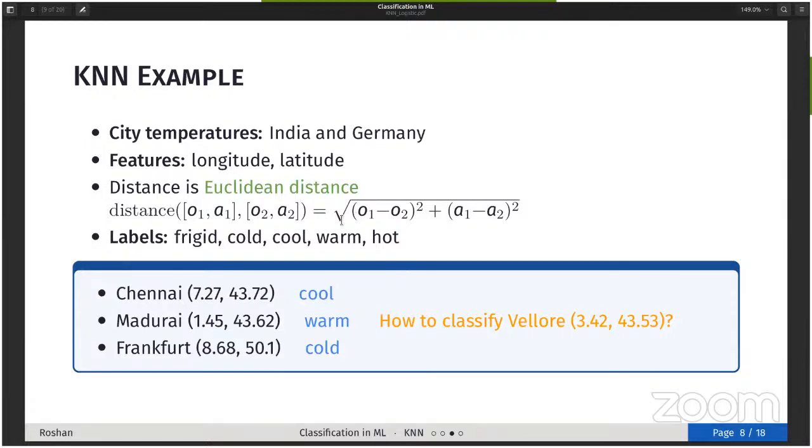And this distance you are measuring here is called the Euclidean distance. You can use some other distance metrics also, but for simplicity, you are going with Euclidean distance. This should be an easy calculation. You can use a calculator also.